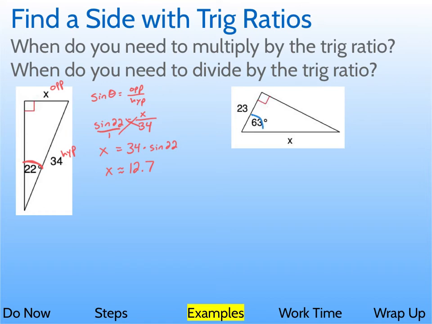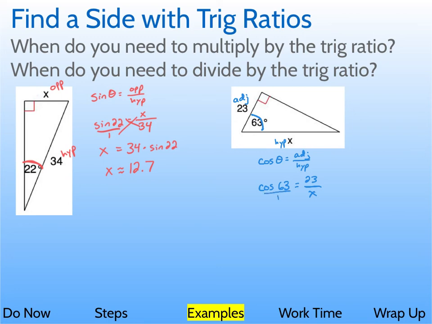Next one, we have this angle right here, 63. Across from the right angle, x here is the hypotenuse. And then right next to the 63, adjacent means next to, is the 23. So we're looking for the one that uses adjacent and hypotenuse. That's cosine. So cosine of theta equals adjacent over hypotenuse. Or specifically, cosine of 63 equals 23 over x. Notice that the x is on the bottom this time.